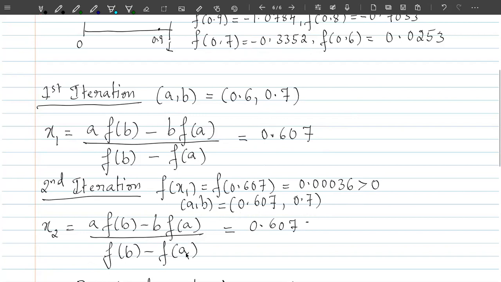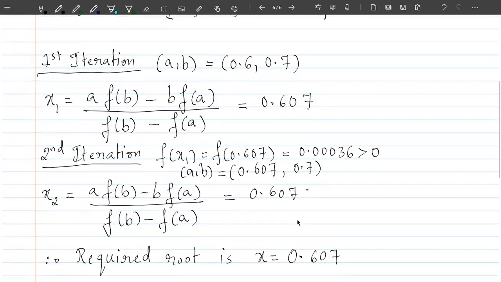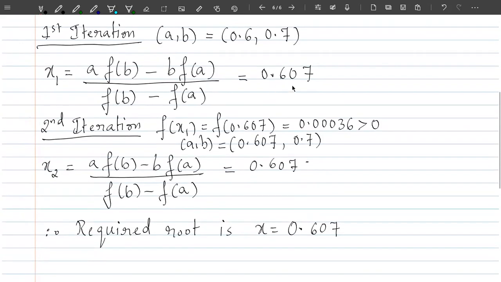So using this, perform the second iteration. Again you are getting the same answer 0.607, which is the same as the first iteration value. Since two iteration values are exactly the same, we write the conclusion as the required root is x equal to 0.607.